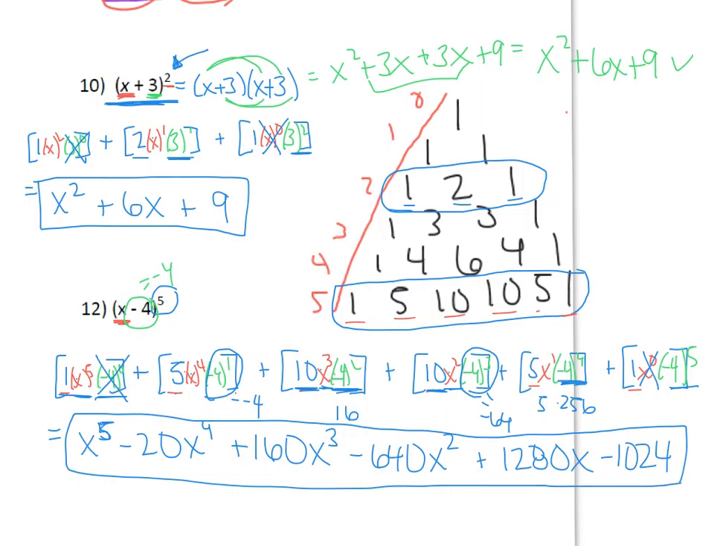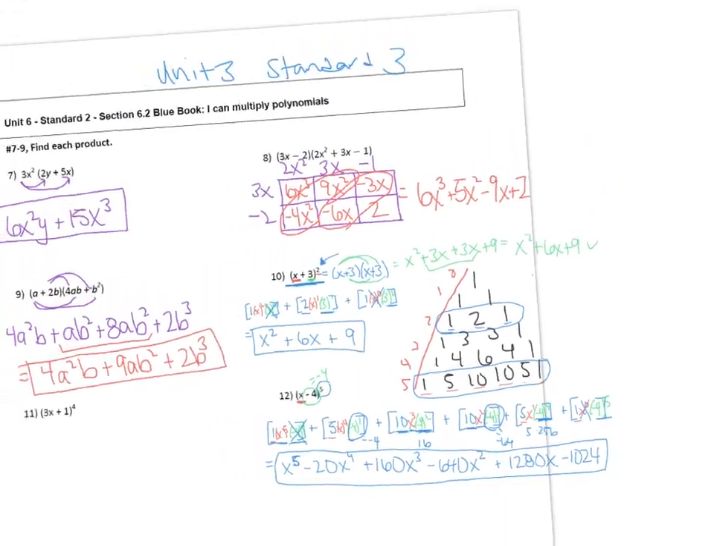And then that's it. That's your solution. Notice how it goes in descending order. So it's in standard form, x to the 5th, 4th, 3rd, 2nd, 1st, and then 0. We have all our work, and that is how we solve using Pascal's triangle.